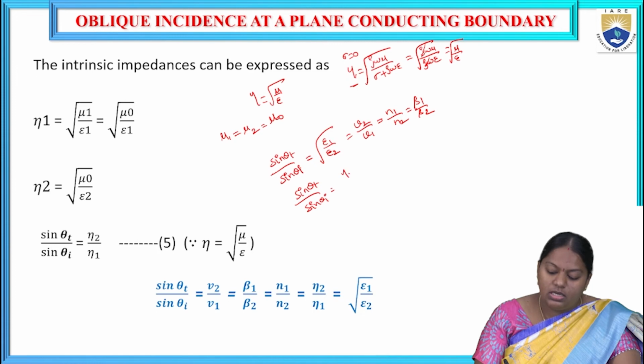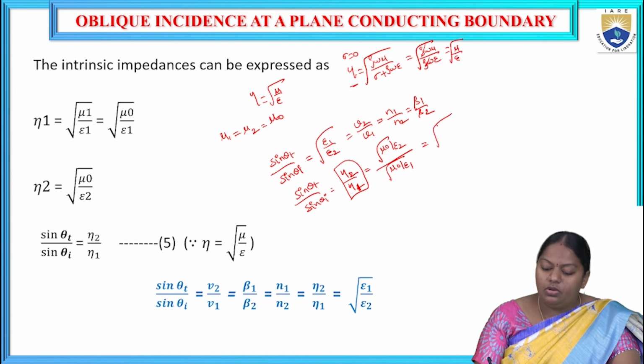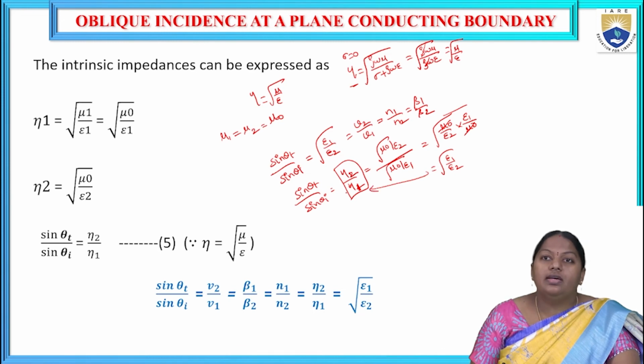Eta 1 by eta 2, or let it be eta 2 by eta 1. How are we going to derive this one? Eta 2 by eta 1 is root over mu naught by epsilon 2 divided by root over mu naught by epsilon 1, which is equal to root over mu naught by epsilon 2 into epsilon 1 by mu naught. This mu naught and this mu naught get cancelled. Root over epsilon 1 by epsilon 2 is left out. So this is nothing but eta 2 by eta 1.